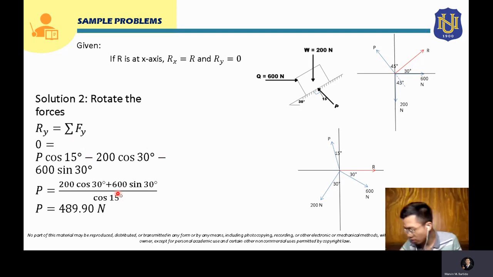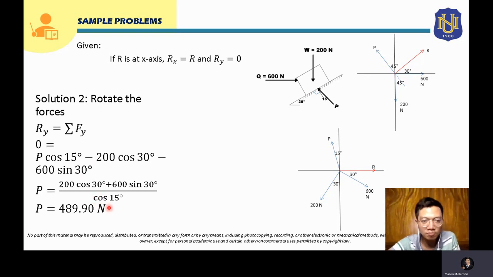So we can actually solve directly for the value of P here, right? Solving for P, we just transpose 200 cosine 30 degrees to the other side, so that will become positive 200 cosine 30 degrees, and your 600 sine 30 degrees will be transposed as well, so that will become positive 600 sine 30 degrees. We have to cancel cosine 15 degrees here, so we divide both sides by cosine 15 degrees. That's why there will be a cosine 15 degrees here.